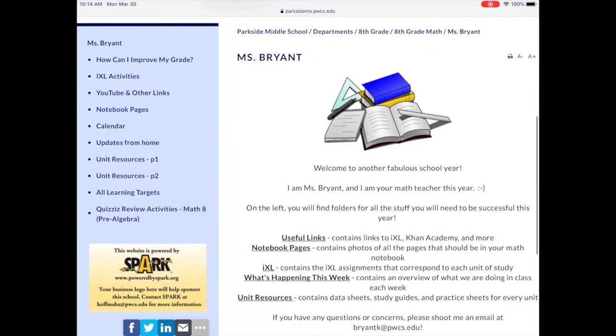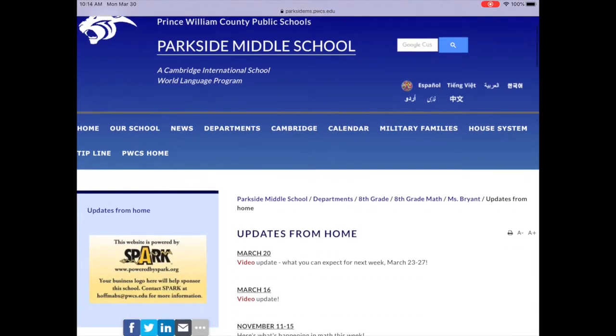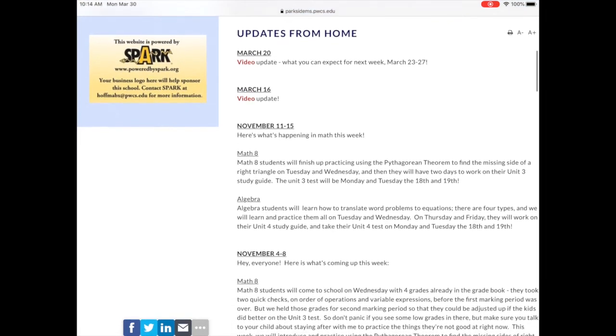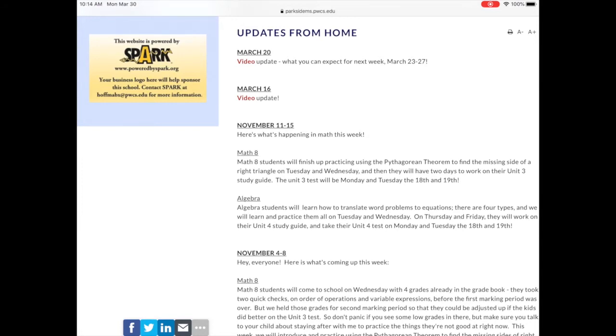Back to the home screen, over where it says Updates from Home. This is where, whenever I send you guys an email, I also put that same information on this page. I do know that some kids' and parents' emails have not been updated in the hub, because every time I send an email, I always get a message that some of the email addresses were undeliverable. So I list it all here too.